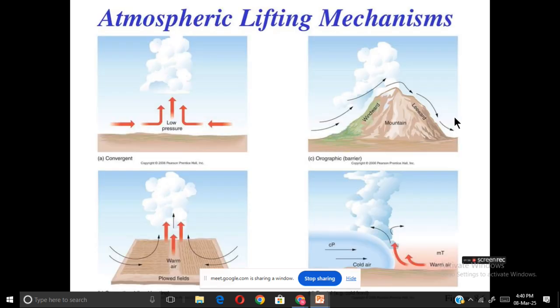The second lifting mechanism present in the atmosphere is orographic lifting. Orographic lifting is generally the reason for our monsoon systems. During the monsoon, June, July, August, September, we generally get rainfall, and the rainfall we get in this time is mostly due to orographic lifting. If you look at the regions receiving very high rainfall during monsoon, that is mostly over the Western Ghats region.